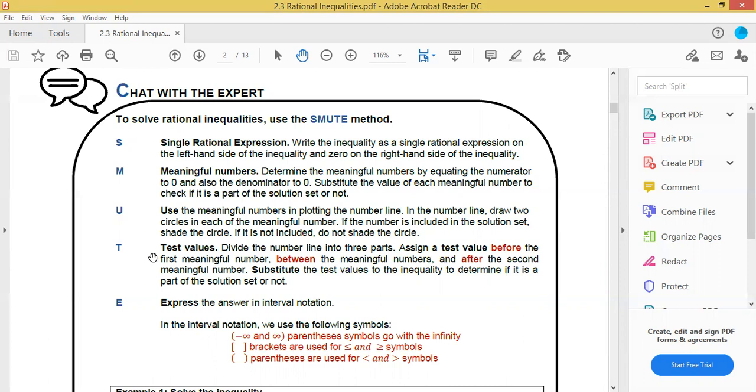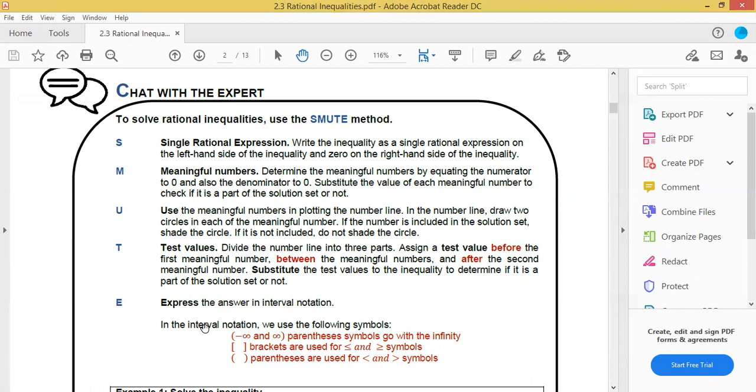T, test values. With two meaningful numbers, we divide the number line into 3 parts. We assign a test value before the first meaningful number, between the meaningful numbers, and after the second meaningful number. Then we substitute the test value into the inequality to determine if it's part of the solution set or not. And the last one is E, express the answer in interval notation.